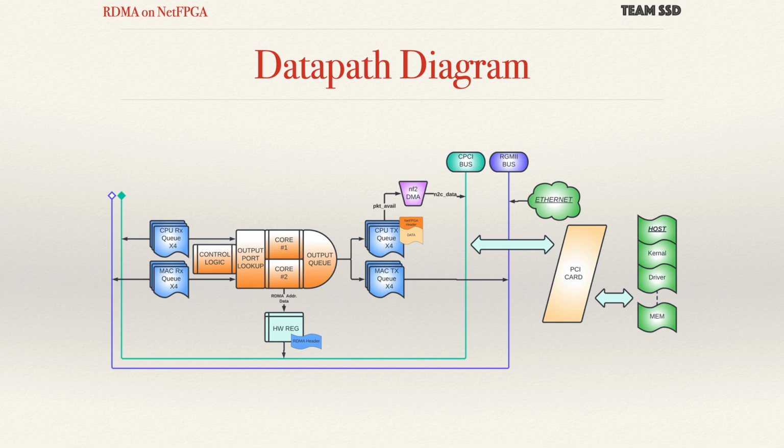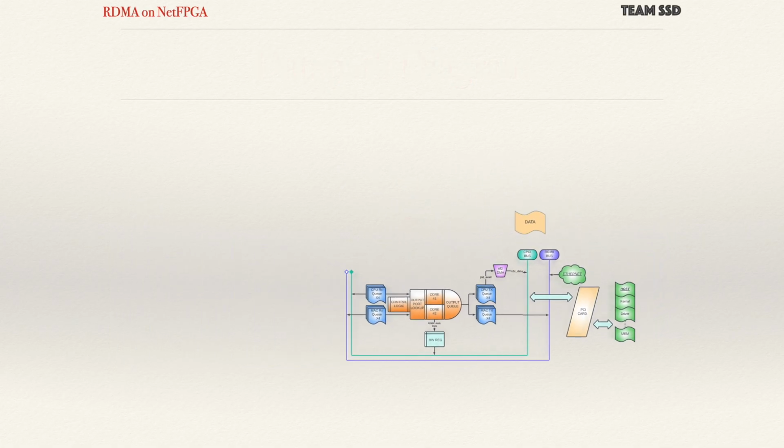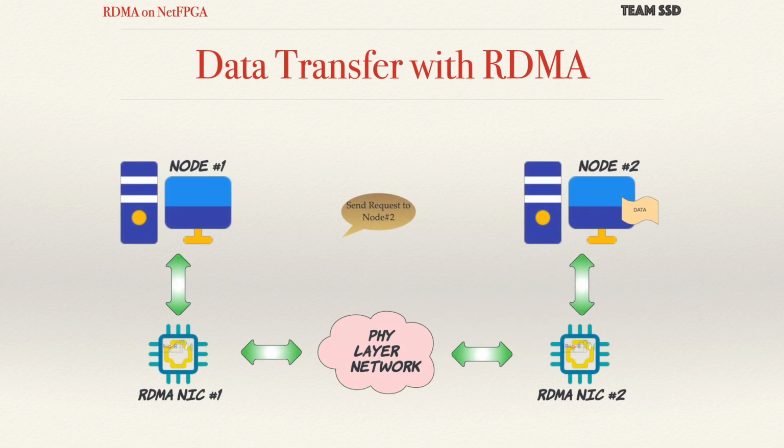For doing that, when the packet reaches the CPU TX queue, it generates an interrupt. It generates a signal known as packet_avail, which shows that a packet is available, and this is an interrupt to the NF2 DMA module. Then the NF2 DMA module puts the N2C data onto the CPCI bus, and then the host uses the RDMA header to get the address of the memory that is to be read. Then node 2 takes that address, reads that memory location and takes that data, and now it wants to send this data back to node 1.